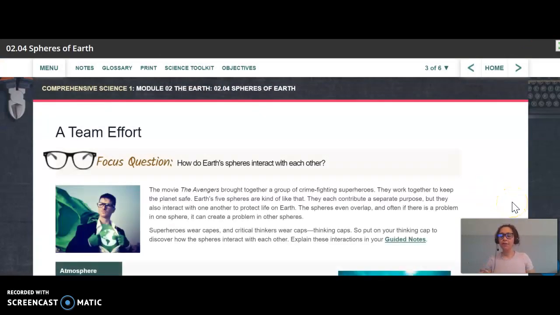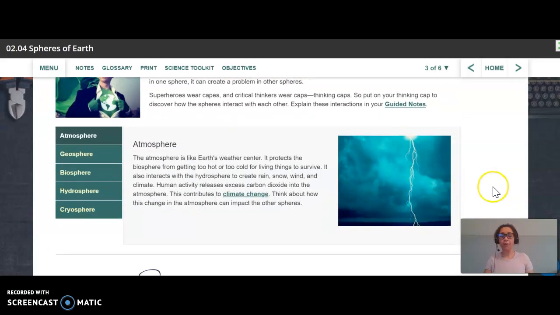So because Earth is a system, all of the spheres interact with each other in order to make life run smoothly on Earth. So the atmosphere is the Earth's weather center. So that means that it can relate with the biosphere by making it hotter or colder, and we have to adapt. Also, we in the biosphere interact back with the atmosphere. So when we emit all of these harmful chemicals, it sometimes creates the acid rain that we learned about, and it also contributes to climate change.